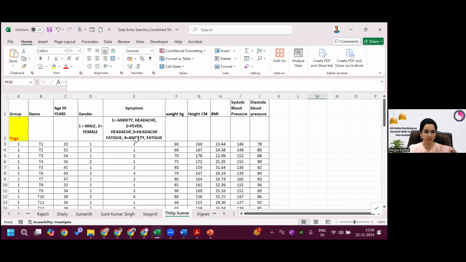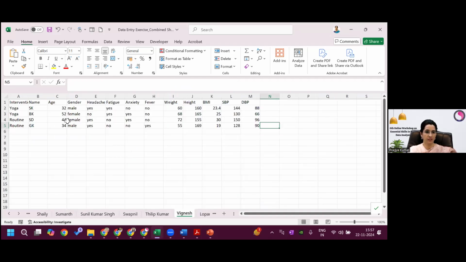Dr. Thilip, what he has done, he has put again the same. Anxiety, headache 2, headache 3. He has made combinations. Anxiety and headache in 1, 2, fever and headache in 3. So there will be many permutations and combinations. We don't need that. The best is to have entered this separately. Otherwise, the rest is okay. Dr. Vignesh, I think correct. Yes, all correct. Headache, fatigue, anxiety, fever.